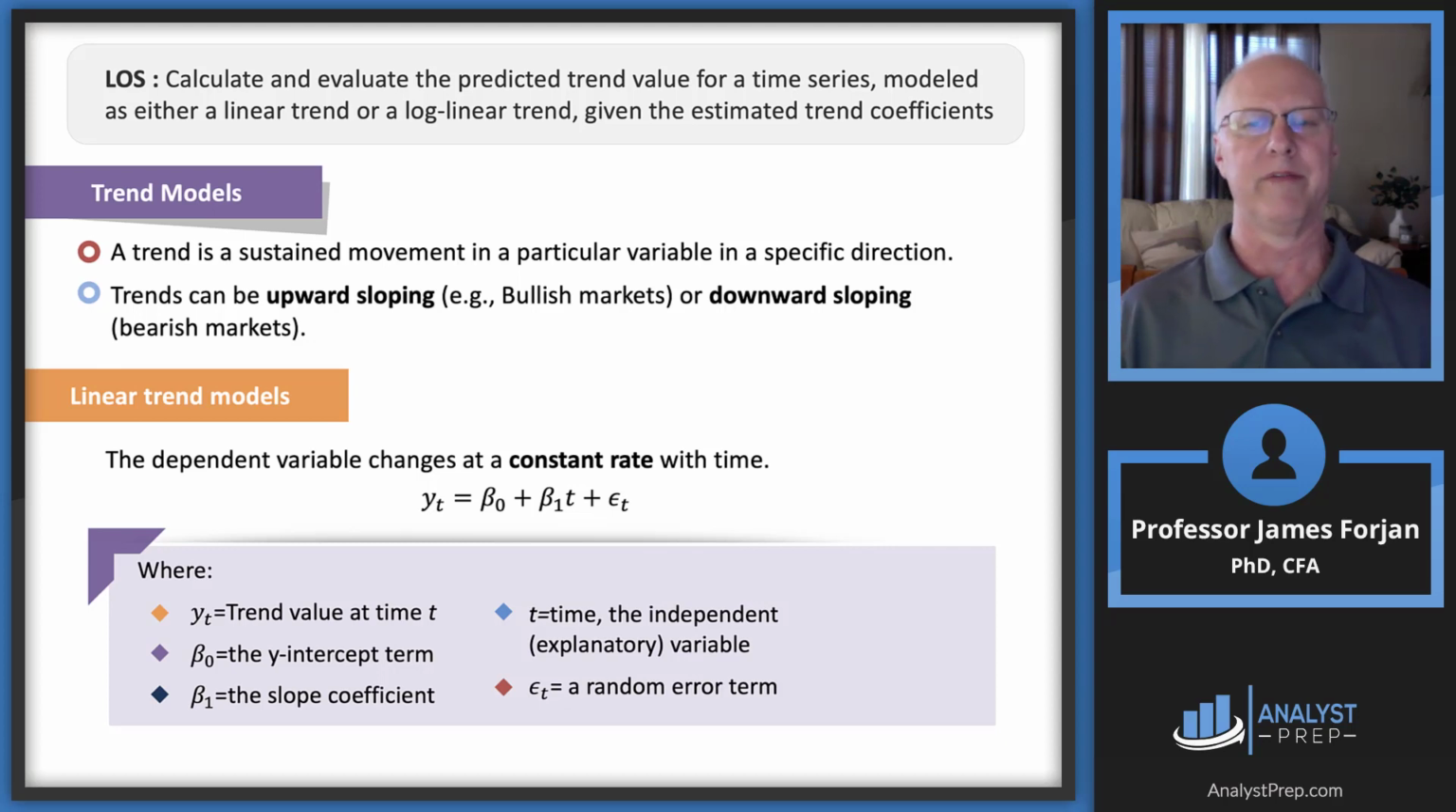All right, here's a little bit of a review of what I just said. A trend is a sustained movement of a particular variable in a specific direction. Okay, it can be upward sloping, can be downward sloping as well. So let's look at a linear trend model. The dependent variable changes at a constant rate with time. So notice over on the left-hand side of the equal sign, there's the dependent variable. And then over next to the slope coefficient, the beta 1 is t, and that's for time. So time can be 1 and then 2 and then 10 and then 100 and then 1,000 if you have 1,000 data points. We still have an intercept term, we still have a slope coefficient, and we still have a disturbance or an error term as well.